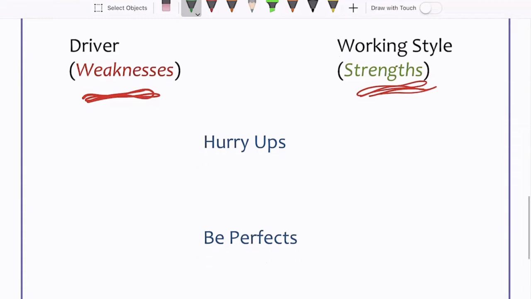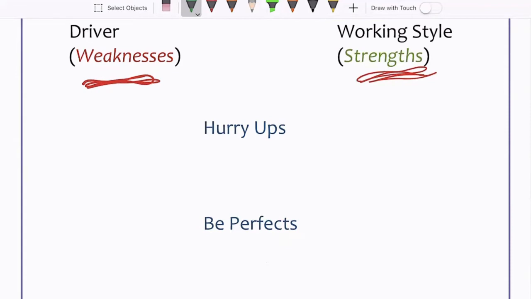So probably the best thing to do is for me to go all the way through them. I'll go through the strengths and the weaknesses, and then I'll see if there are any questions at the end. Is that okay with everyone?